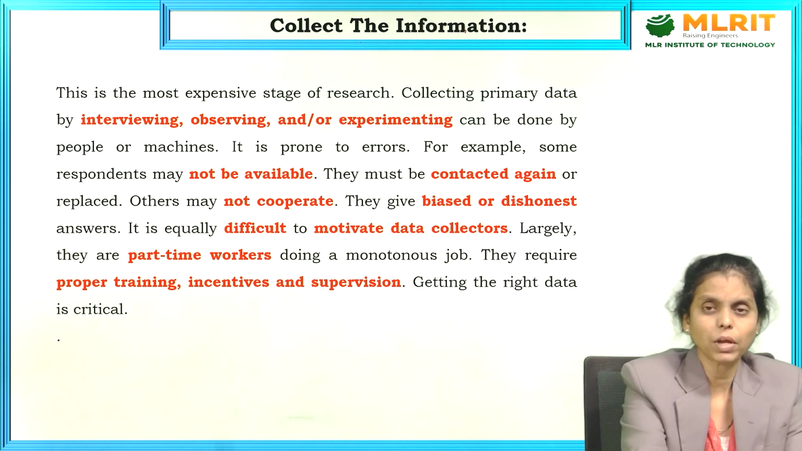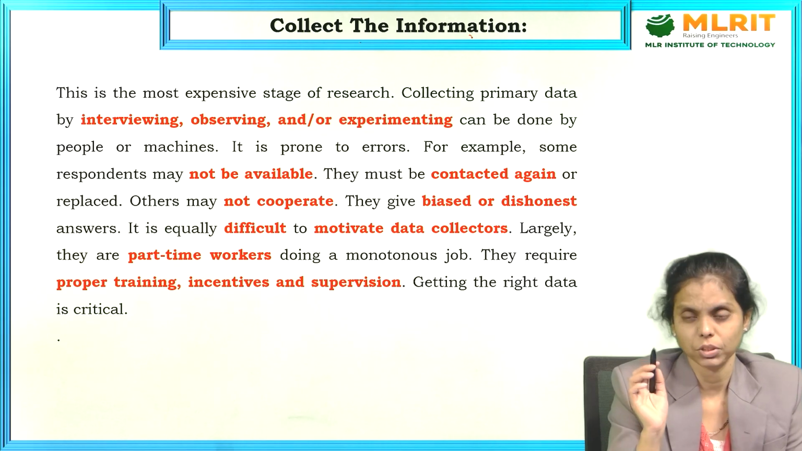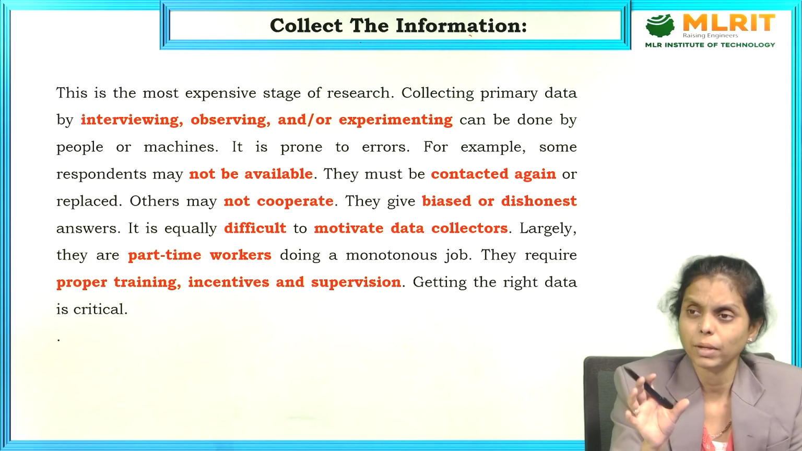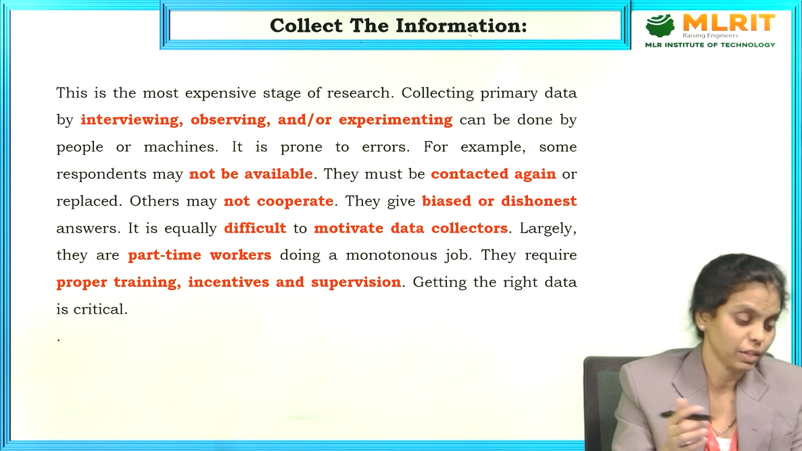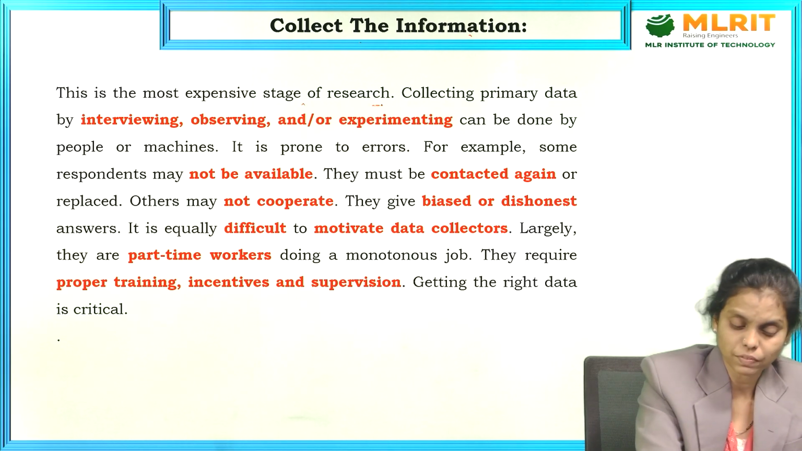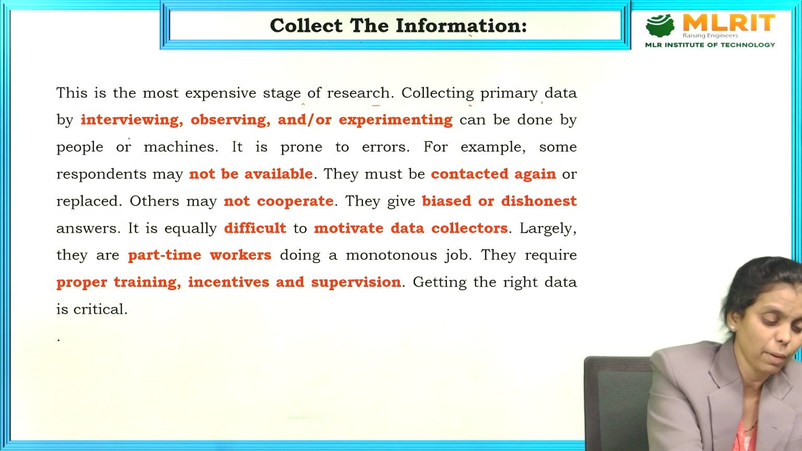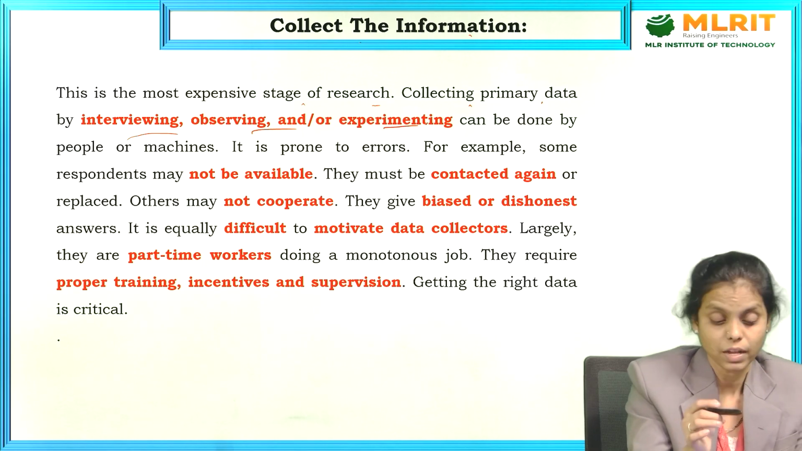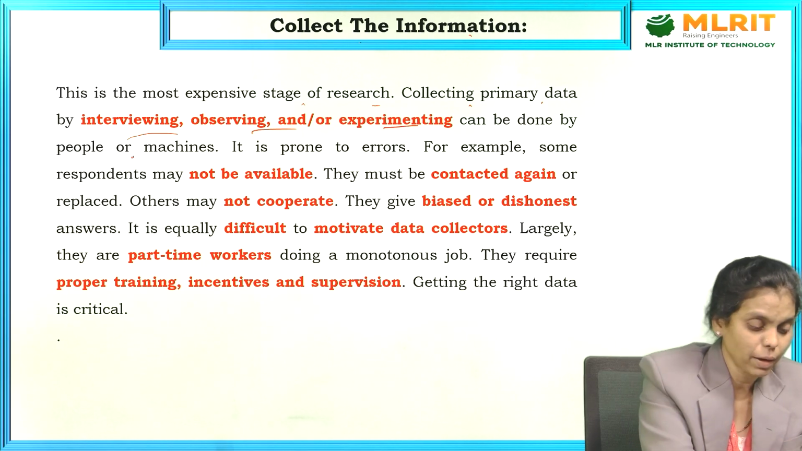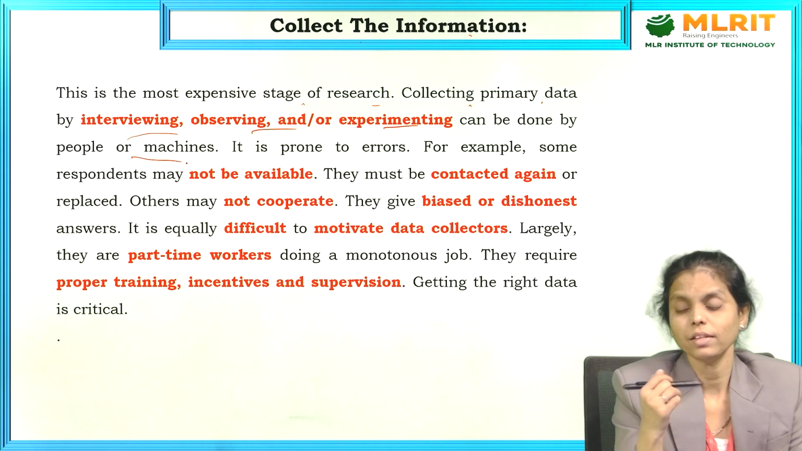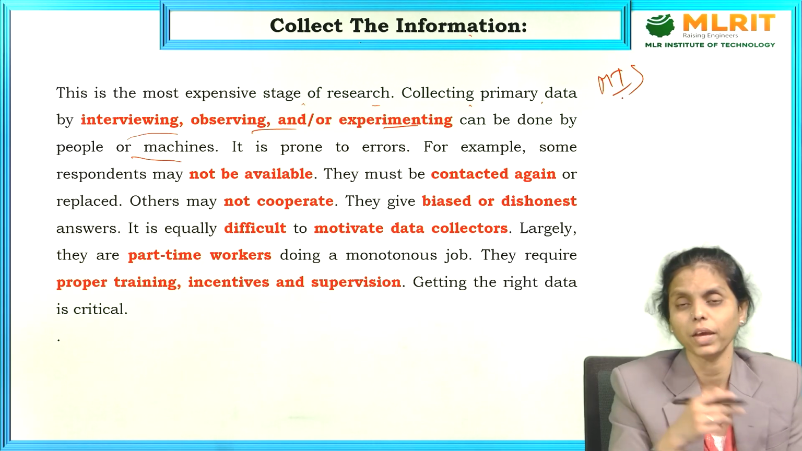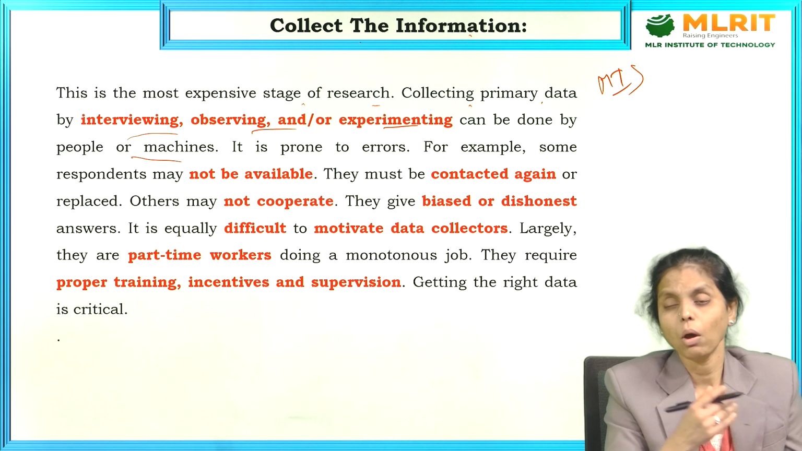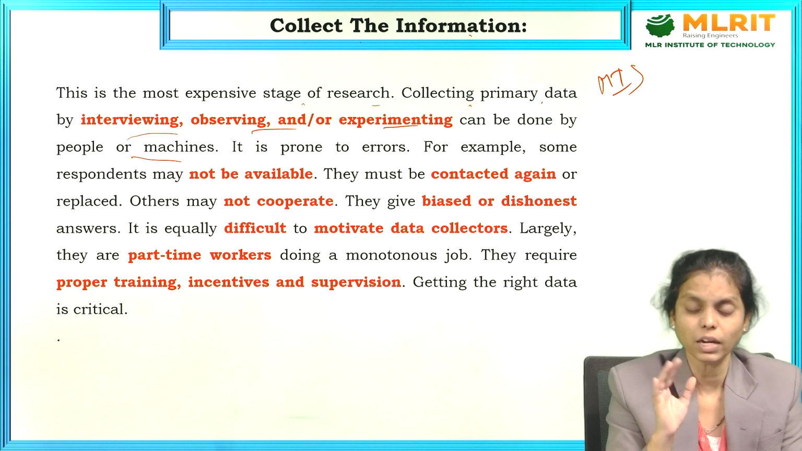The next step is the collection of information. We have selected the method or instrument to collect the data, and now it is time for executing it. This is the most expensive stage of the research: collecting primary data by interviews, observation and experimenting, which can be done by people or machines. Nowadays, as technology advances, the marketing information system is one of the concepts we have, through which we find out how to collect the data and how to interpret or analyze it.